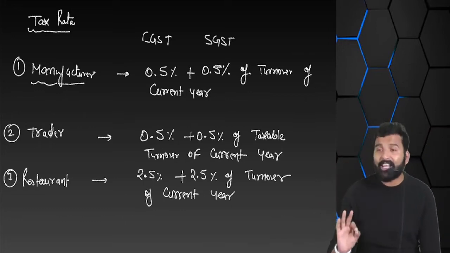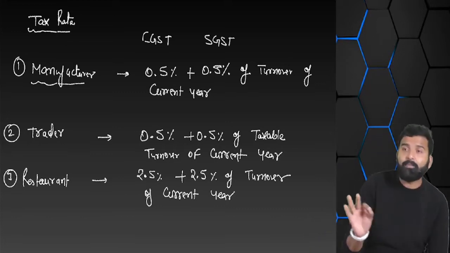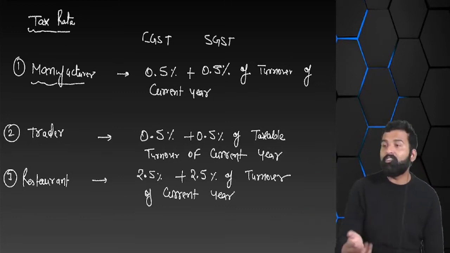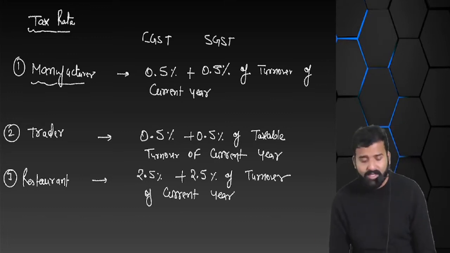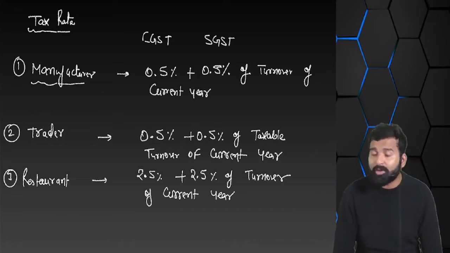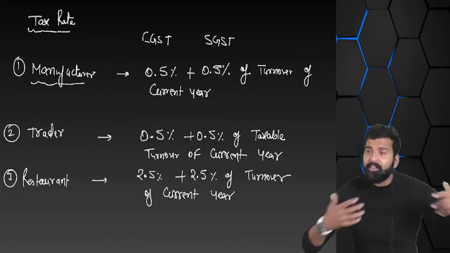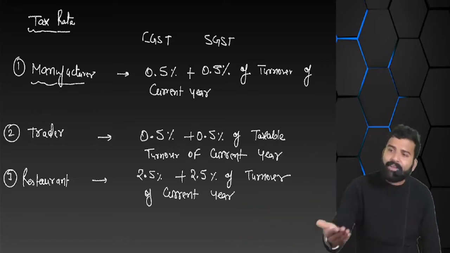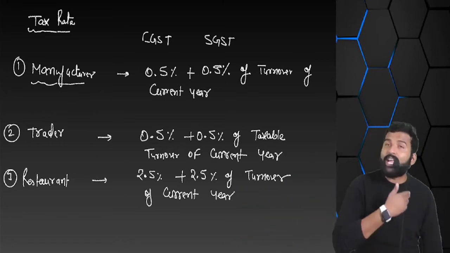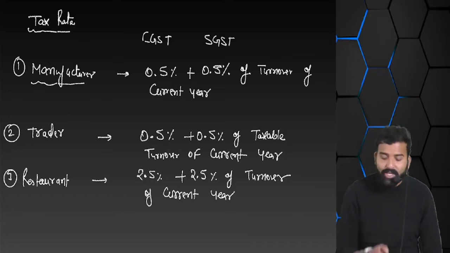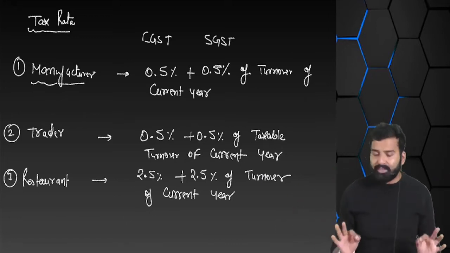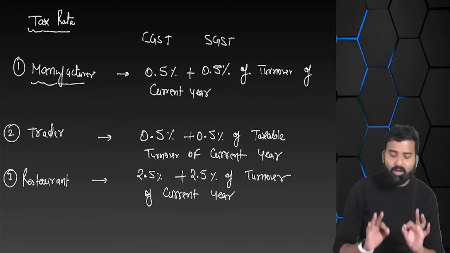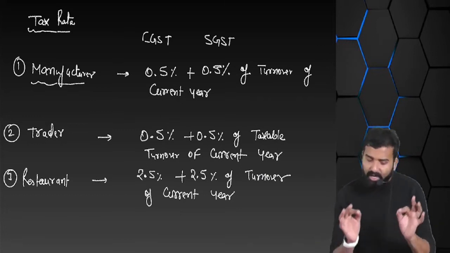The problem is with the trader only, because a trader is doing business in multiple goods. Half of them may be exempt, half of them may be taxable. So the trader is not ready to pay 1% of the total turnover. This problem is not with the manufacturer or the restaurant, because they are not doing very multiple business. They are manufacturing 1 or 2 items only, but a trader is selling hundreds of items in his shop. So it is not possible for the trader to pay 1% of the total turnover, and that's why the government amended only this trader point: the trader can pay 1% of the taxable turnover, but the manufacturer and restaurant are going to pay 1% of the turnover of the current year.